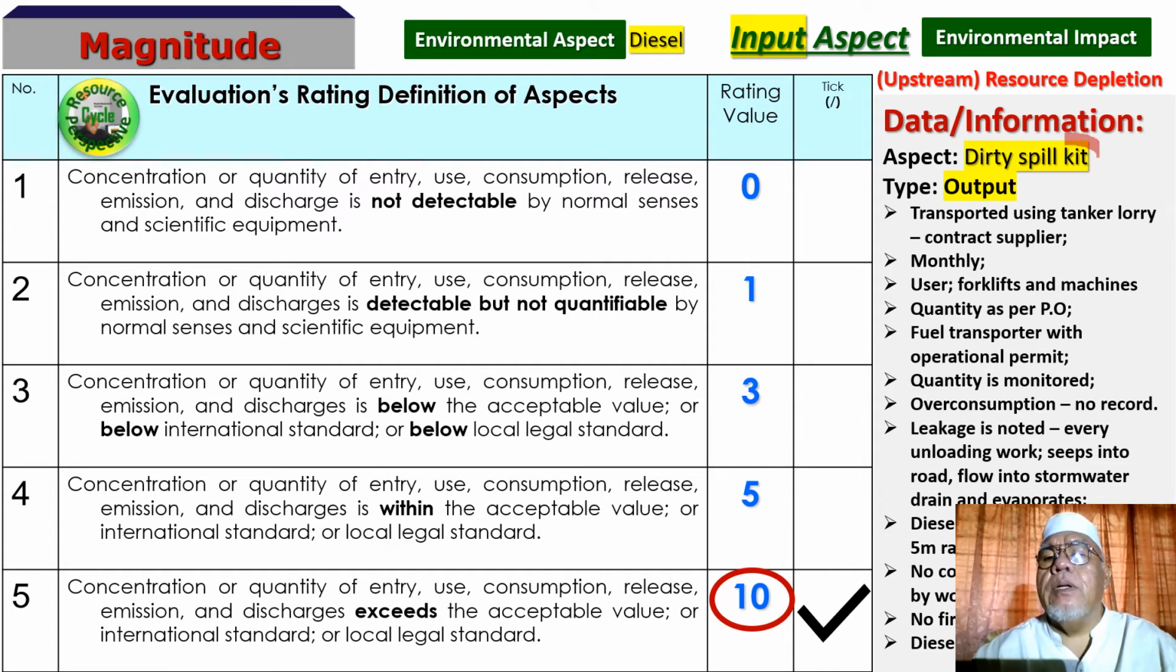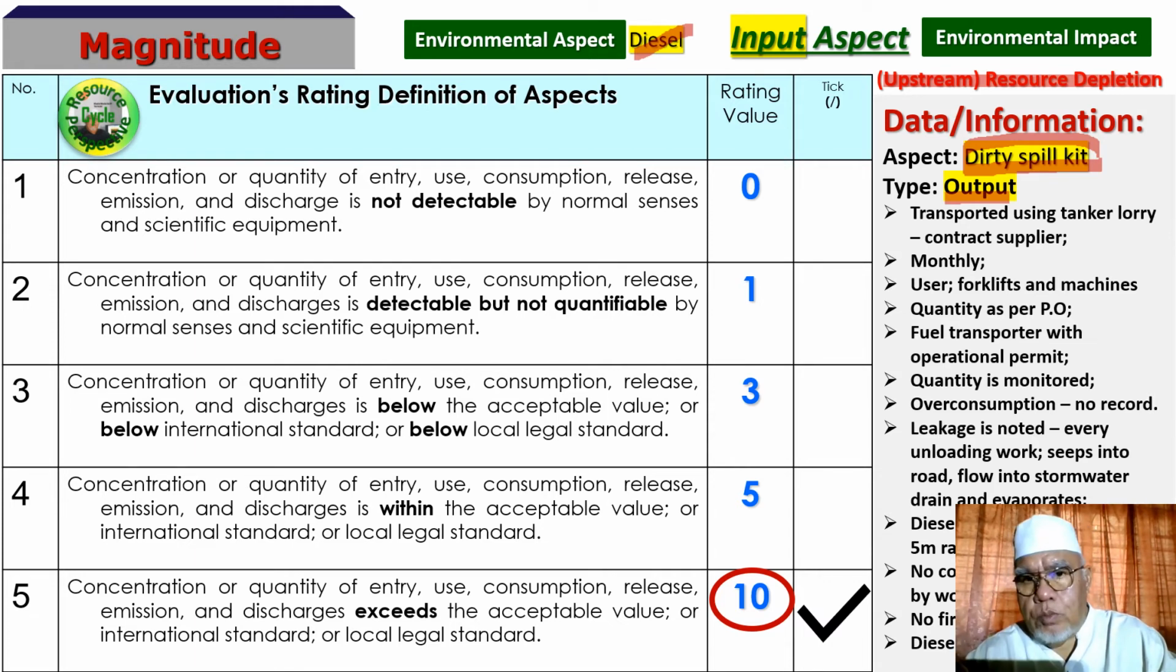As far as this particular aspect is concerned, we're talking about dirty spill kit. This is wrong. Please correct this. We are not doing diesel. Diesel is done. Dirty spill kit. It is causing soil contamination. Please correct this. This is supposed to be soil contamination. And we are dealing with an output aspect. All right, this is an output aspect.